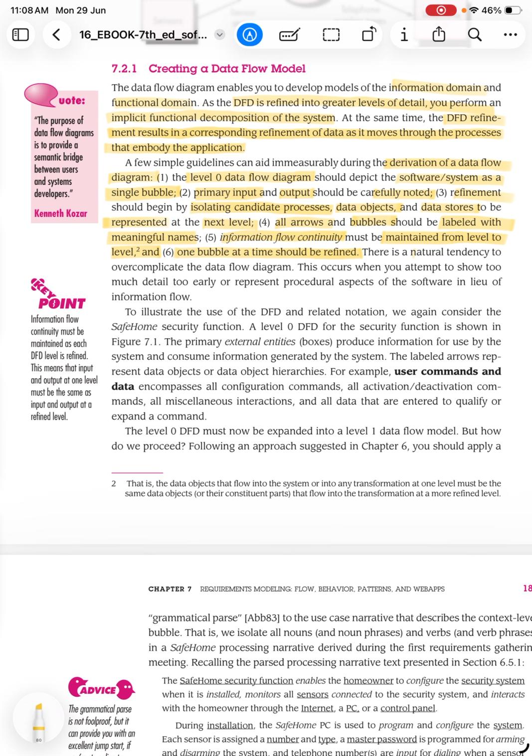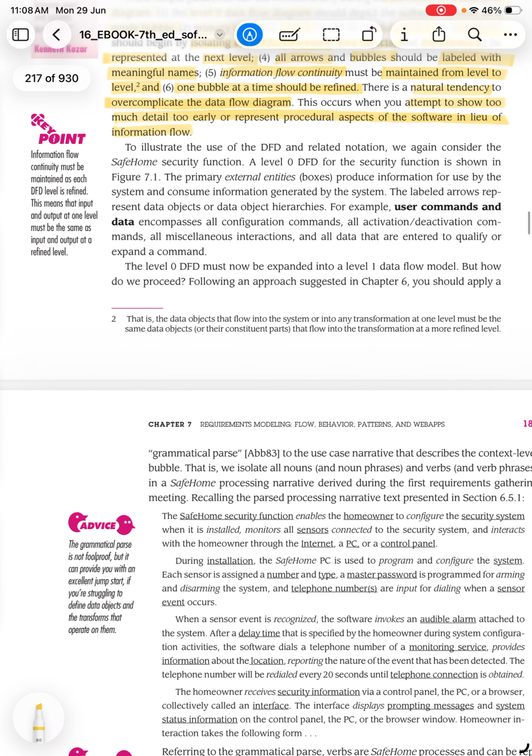There is a natural tendency to overcomplicate the data flow diagram. This occurs when you attempt to show too much detail too early or represent procedural aspects of the software in lieu of information flow. To illustrate the use of DFD and related notation, we again consider the SafeHome security function. A level 0 DFD for the security function is shown in the figure.